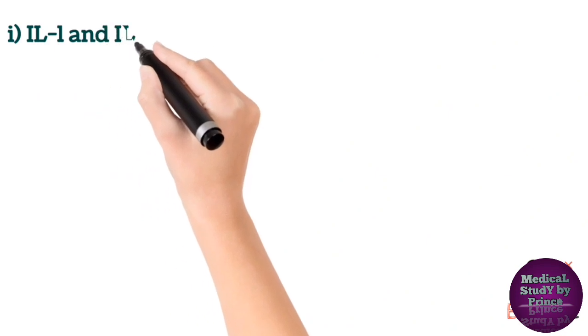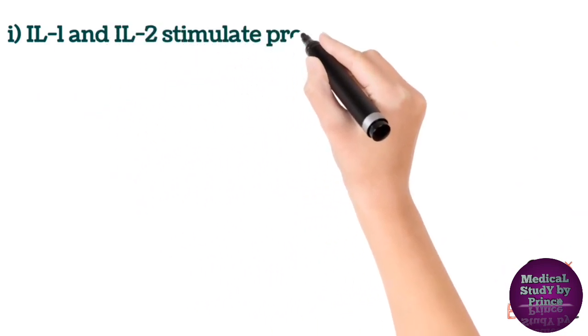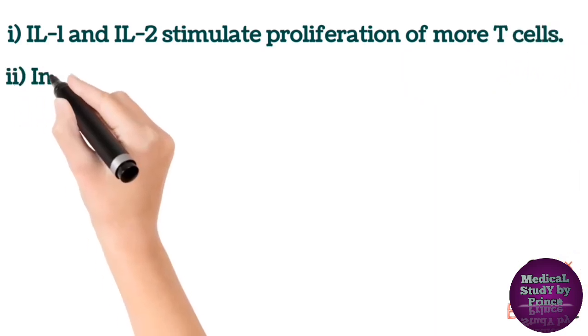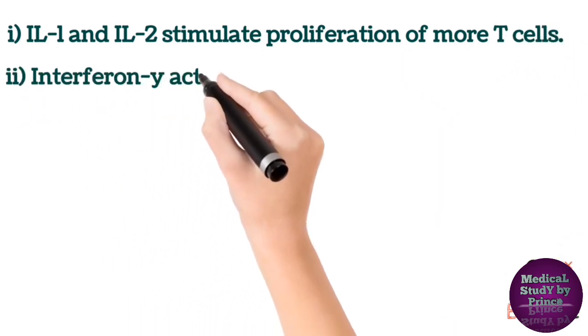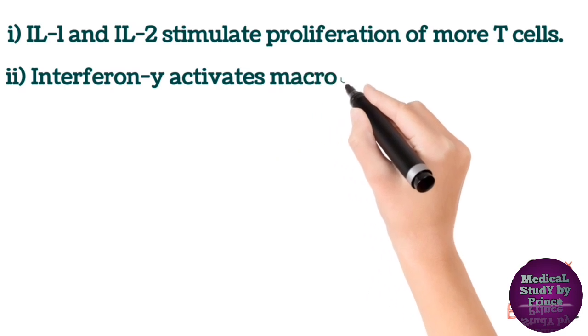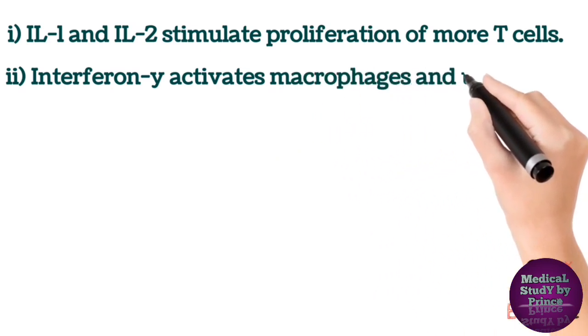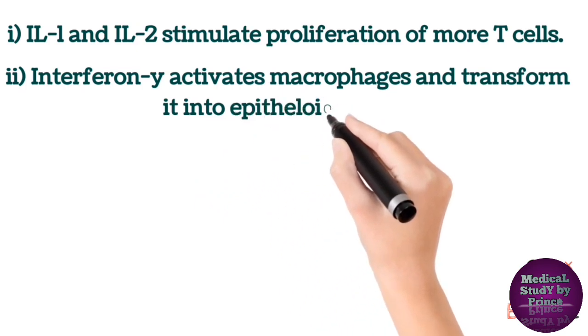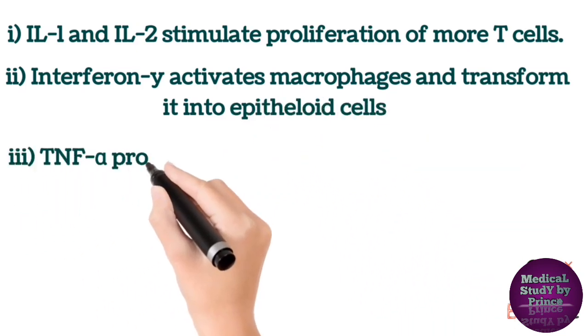Now we will see the function of these cytokines. Interleukin 1 and 2 stimulate proliferation of more T cells. Interferon gamma activates macrophages and transforms them into epithelioid cells. TNF alpha promotes fibroblast proliferation.